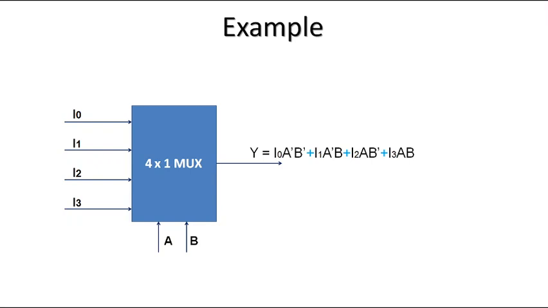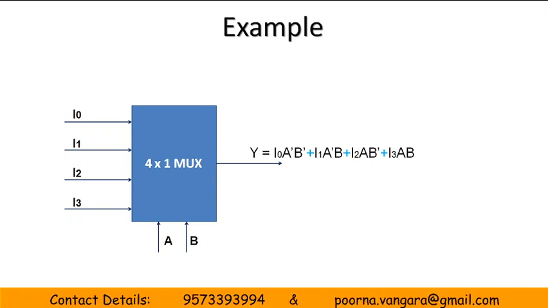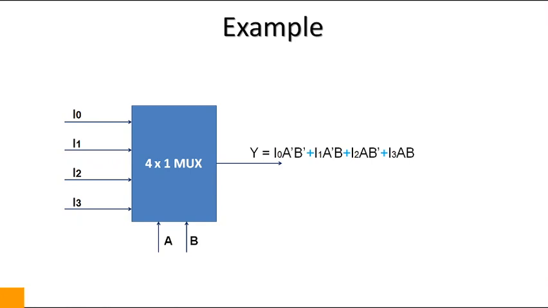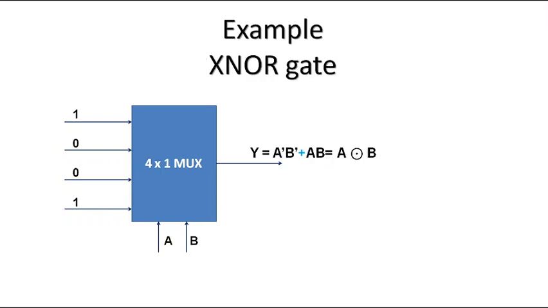Here the input variables are replaced with some values. For our general understanding, we always consider variables, but in real time, these variables are nothing but values coming in. If I consider the values 1, 0, 0, 1, then I need to replace I0 with 1, I1 with 0, I2 with 0 and I3 with 1. If I substitute like this, I will get this expression.